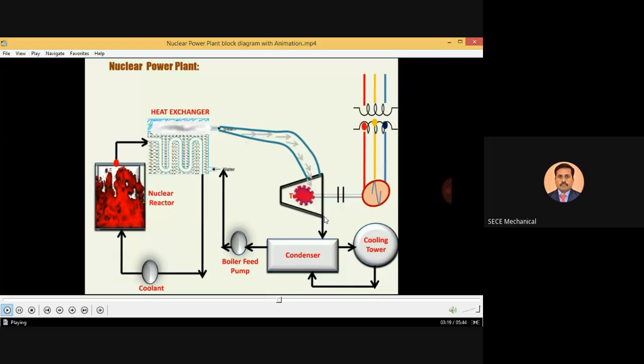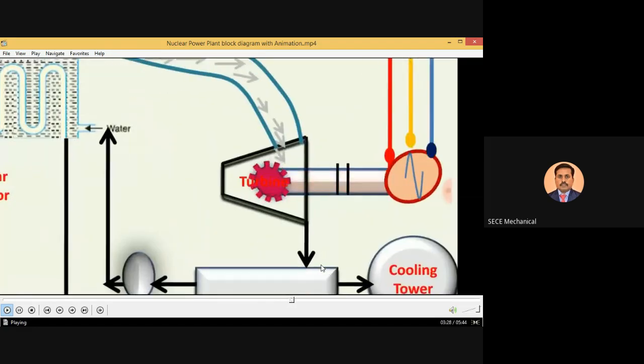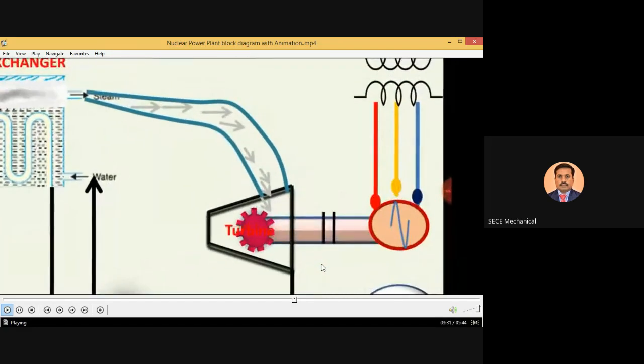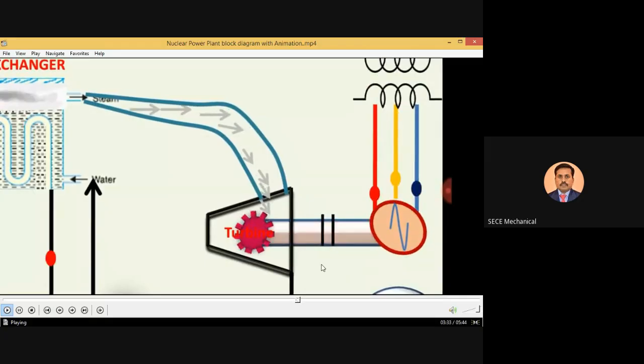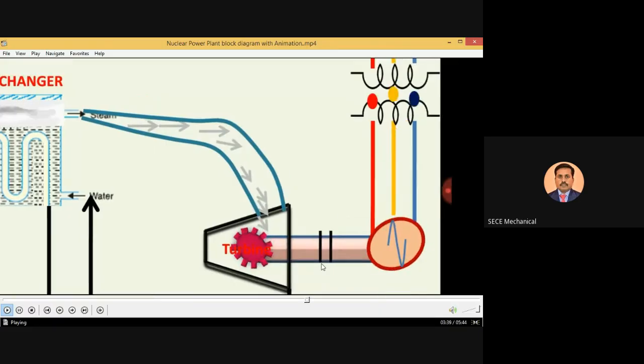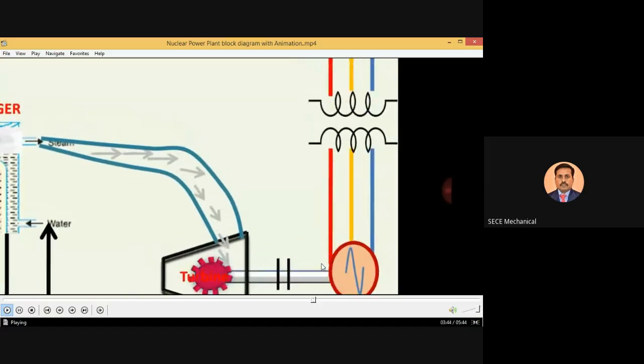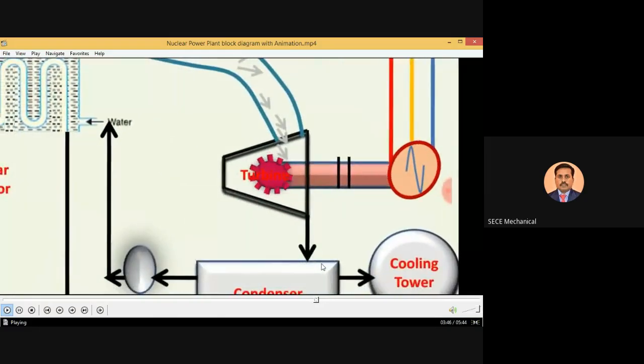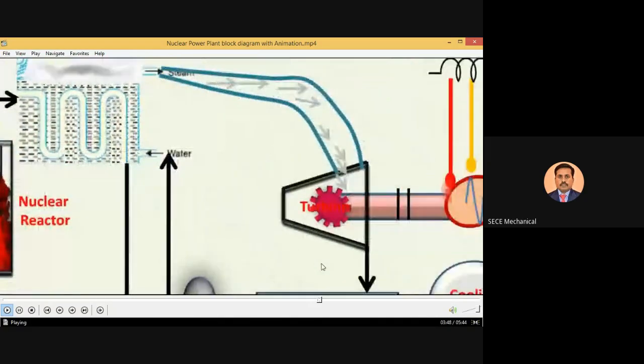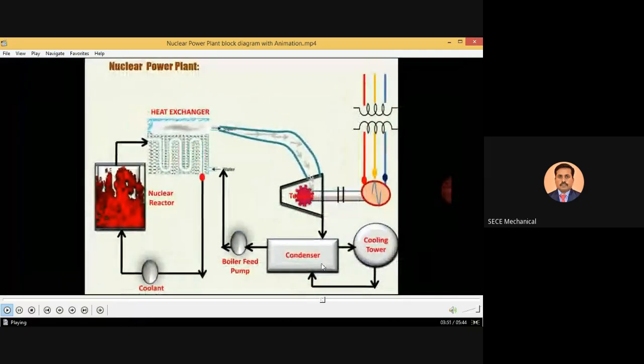So the remaining steam, which is low pressure, low temperature, goes to the condenser. A condenser is a device which is used to convert low pressure steam into low pressure water. That is the purpose of the condenser. Here you can see how the steam goes to the turbine and touches the turbine blades. So automatically the turbine starts rotating, and we can get power.